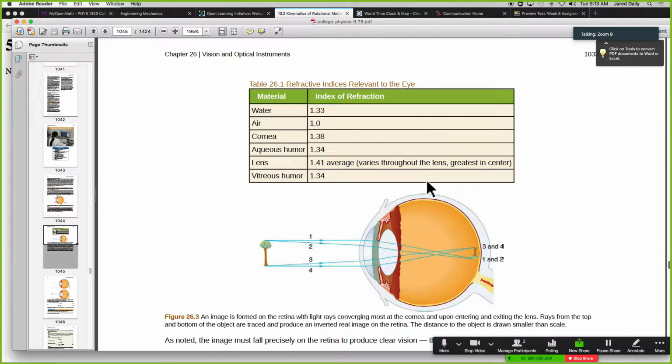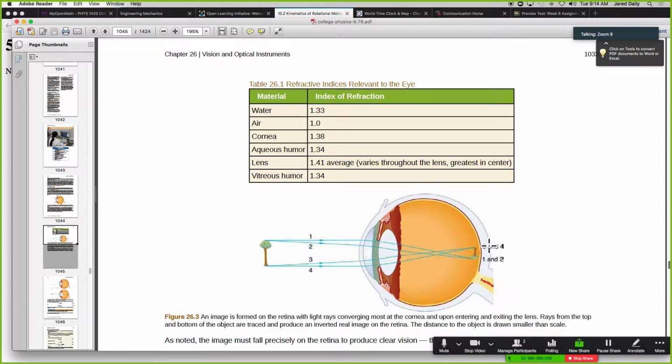Here they show the indices of refraction of the different materials in the eye, and they show an example of how something would be focused into the eyeball and onto the retina. And notice what kind of an image is this? It's inverted? Is it a real image or is it a virtual image? Real. It's a real image, right?